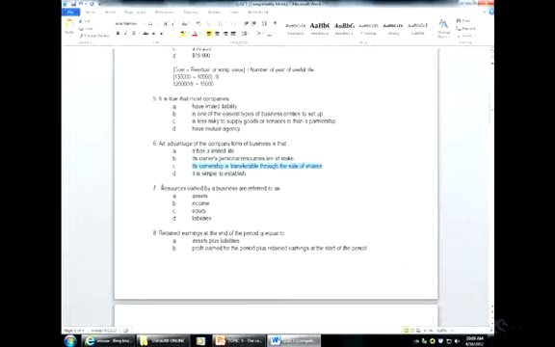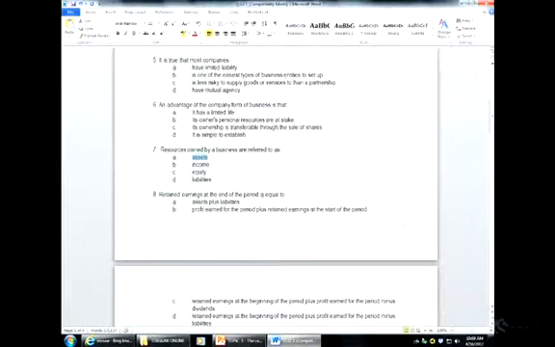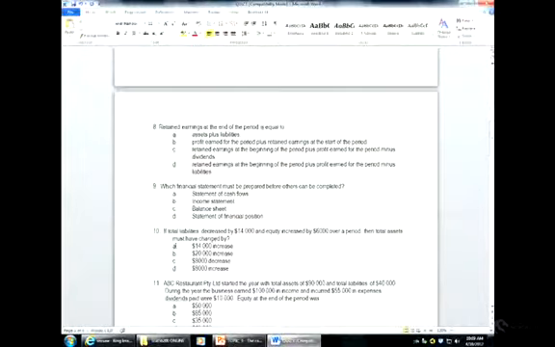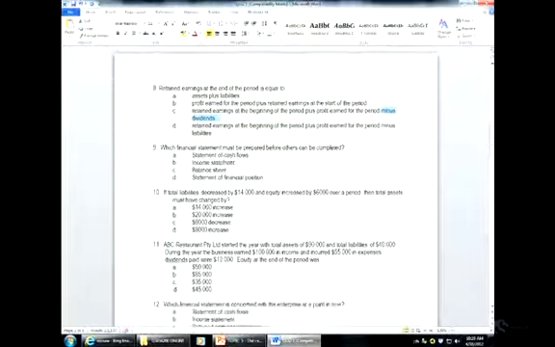Next question, resources owned by a business are referred to as assets. Retained earnings at the end of a period of time, usually 1 year, is equal to A, B, C, or D. The best answer for that will be retained earnings at the beginning of the period plus profit earned minus dividends paid during the period. That will give you the balance of retained earnings at the end of the year. So C was the most appropriate answer.